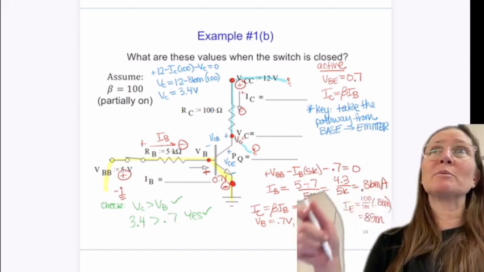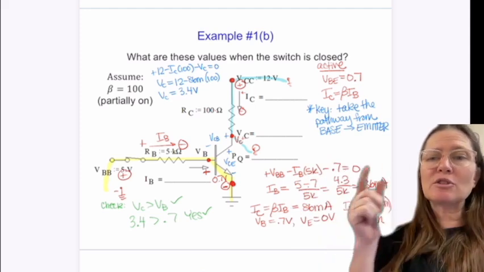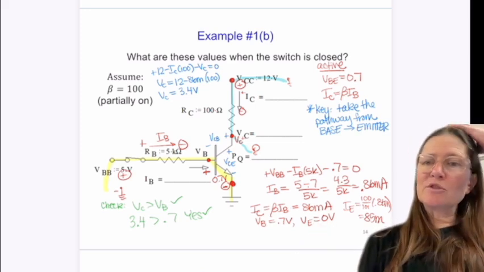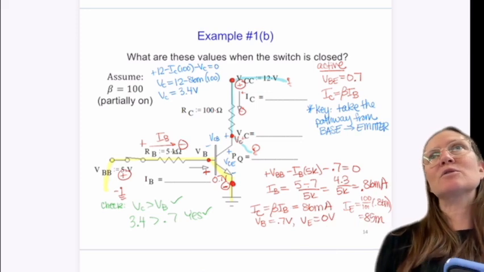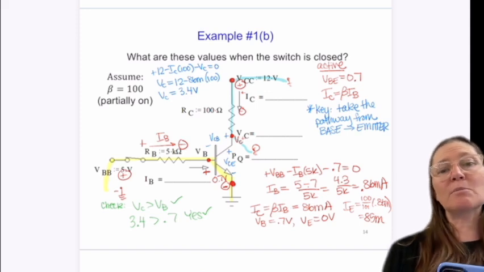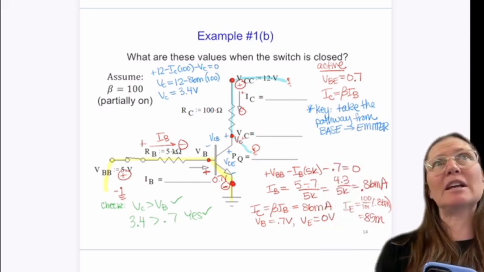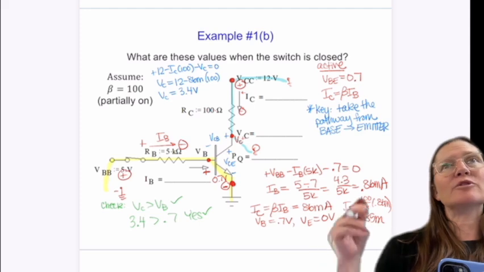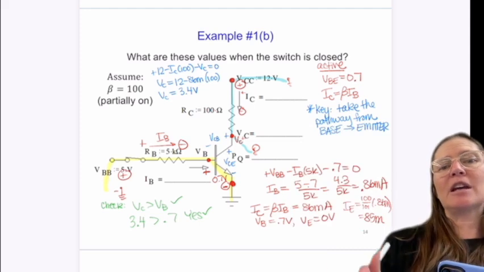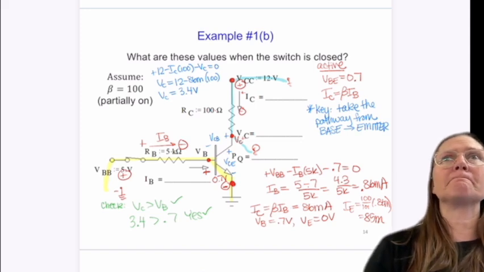You'll notice the loop will be the same because VBE will still be 0.7. So that original loop will be the same between VB and VE. And then it will just be that you can't use the IC equals beta IB. So that's where the difference goes. And then you would use a summation instead of IB plus IC equals IE. And then you would also use a value for VCE and take a loop from VCC down through to ground. And so those would give you two other equations to be able to solve it.